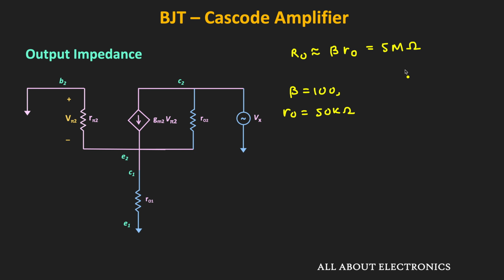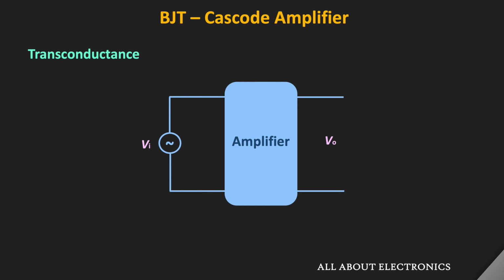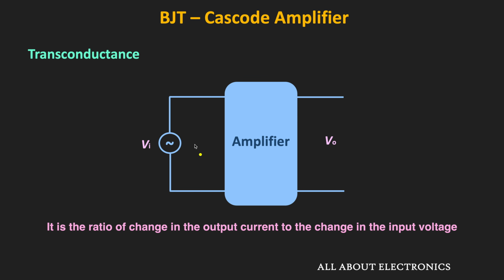So now, to find the overall voltage gain, we also need to find the transconductance of the overall amplifier. So what is the transconductance? We have already seen in detail in the earlier videos. Basically, it shows that if the small signal voltage changes by a small amount, then how much change we will get in the output current. So the question is how to find that.